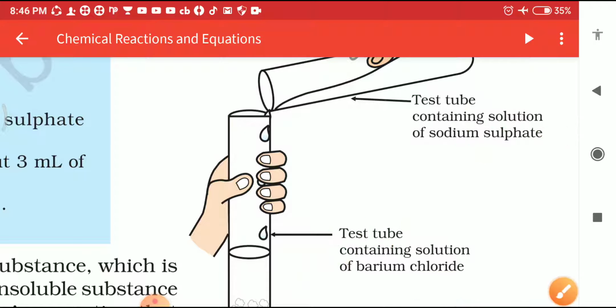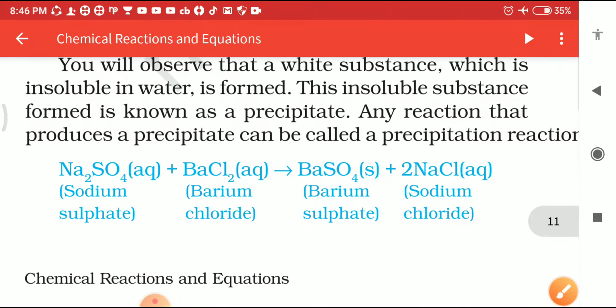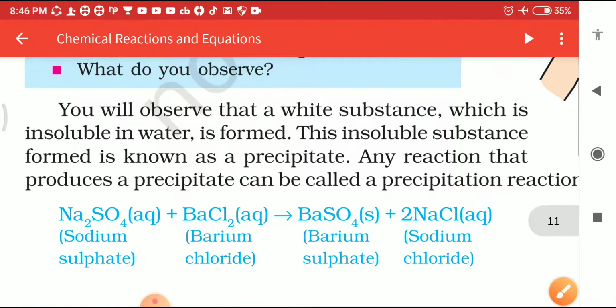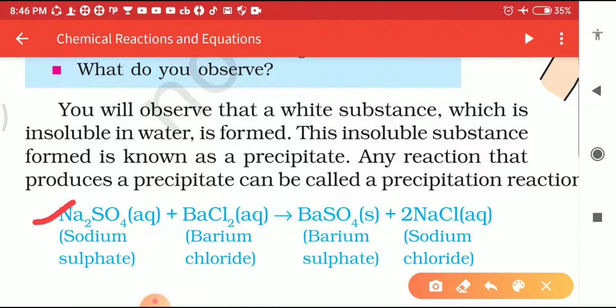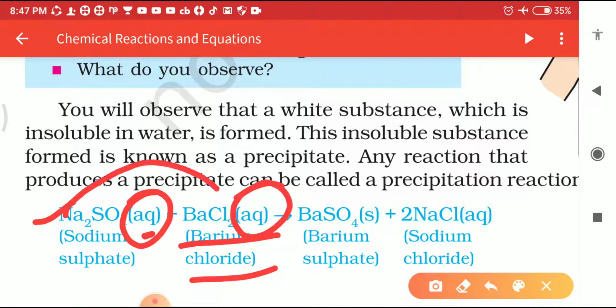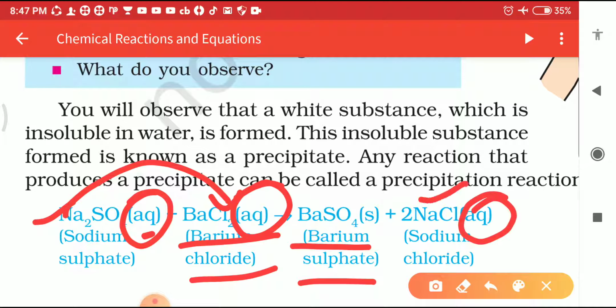Now see here, students, this reaction. In this reaction you can understand better. This one is sodium sulfate, aqueous. Aqueous is written here. It means it is a solution in which the solute is added into the solvent, making an aqueous solution. Now barium chloride, this one is also aqueous. Now you mix these two. It will give rise to barium sulfate and an aqueous solution of sodium chloride.